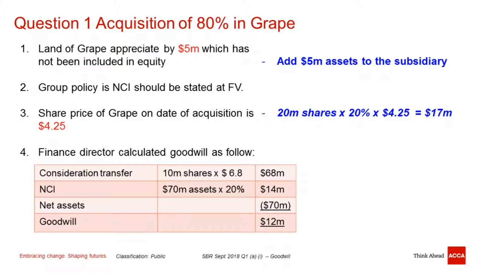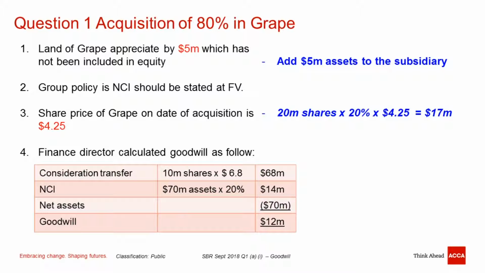Now, the director calculated goodwill. The consideration transferred is 68 million, which is correct. For the NCI value, the finance director used the NCI's book value, 70 million times 20%, which gives 40 million. Now we know that this is incorrect because NCI should be stated at fair value, instead of the book value. Plus the fact that the net asset value shouldn't be only 70 million.